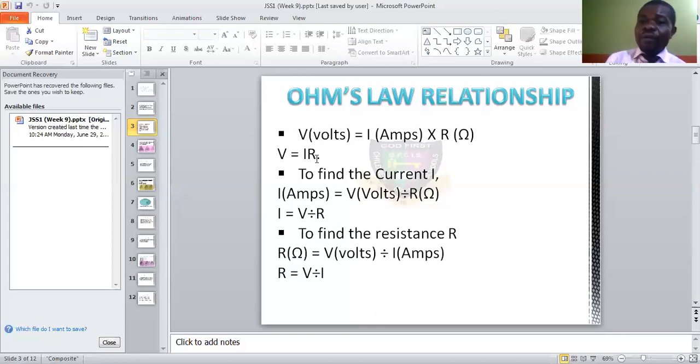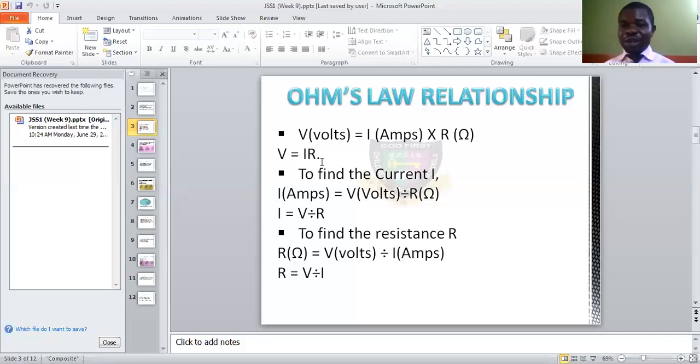The one you are not looking for is the unwanted factor. If you are looking for I, you know I and R are attached together to each other, so R becomes the unwanted factor. You use that R to divide V. You now have the I. Then if you are looking for R, I becomes the unwanted factor. You use I to divide V. You get your R. That is what remains.